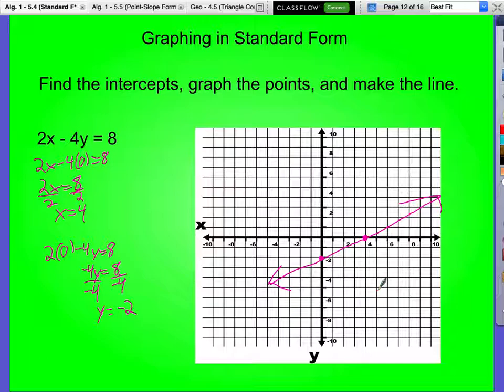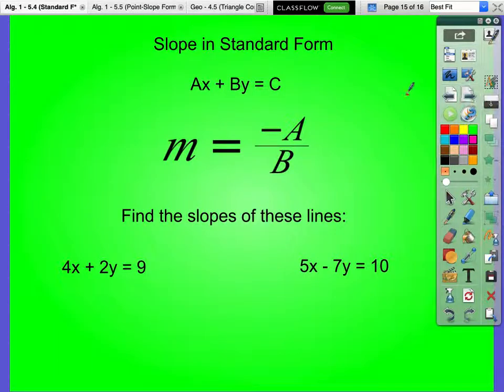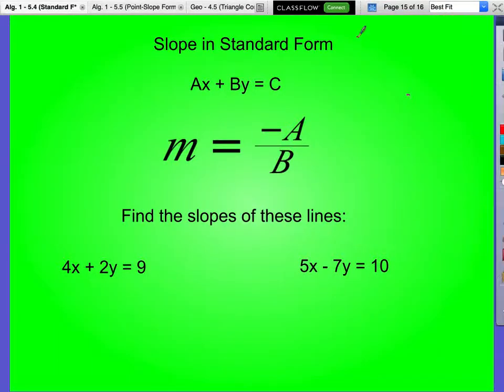Here, instead of having our slope-intercept form where we plot the y-intercept and then use the slope to find another point or two, we just find both intercepts and plot them. Questions on that? Want me to write this one down? Okay. That in the brackets, the top half there.